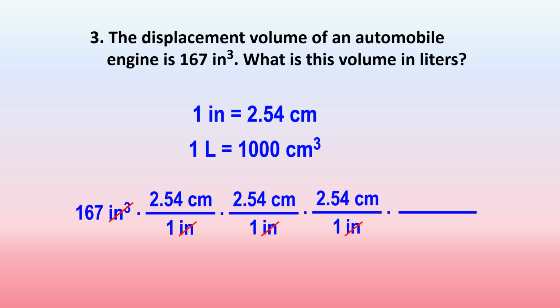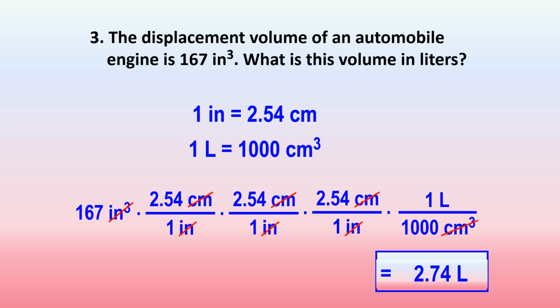Then we want to further apply that conversion 1 liter equals 1,000 centimeter cube to change the units from centimeter cube to liter. And after that, just calculator work, and we can apply that, multiply all the numbers on the top, divided by 1,000, which gives us 2.74 liters.